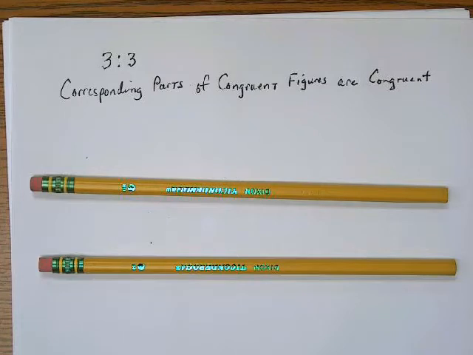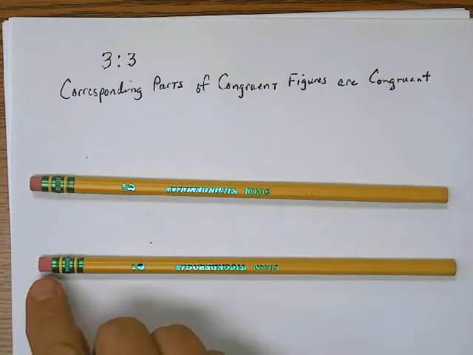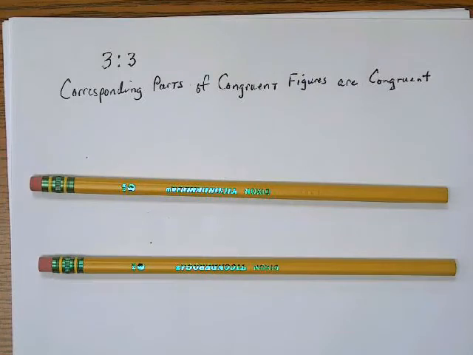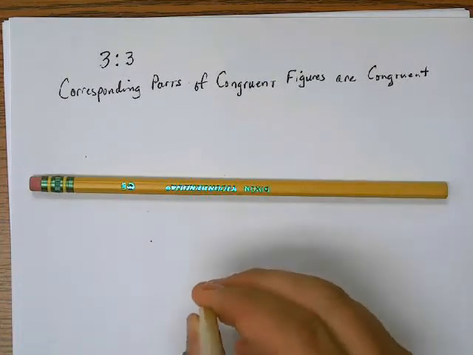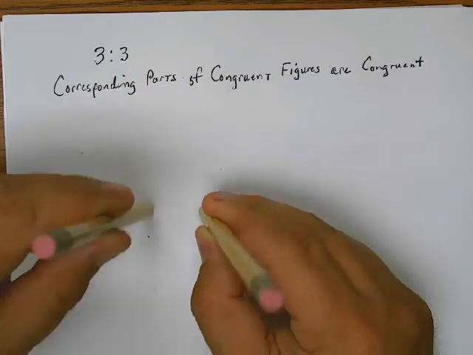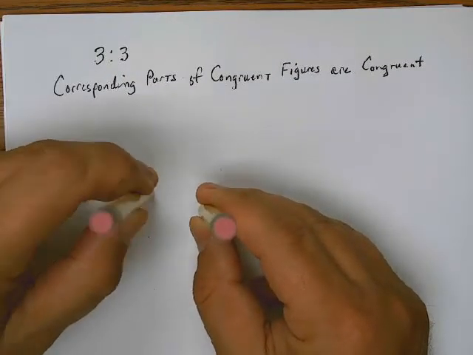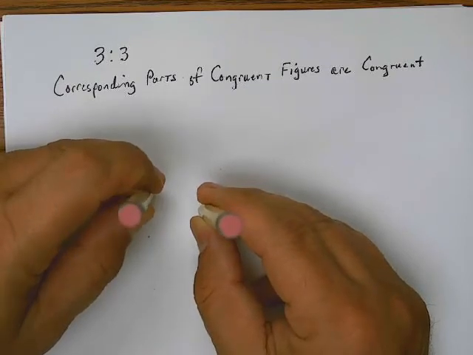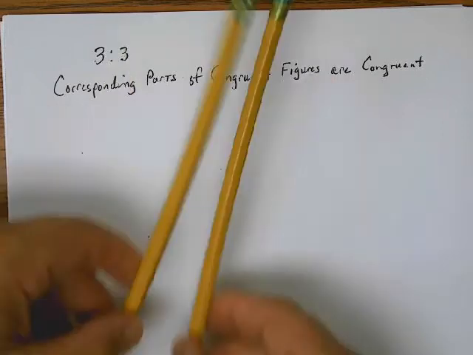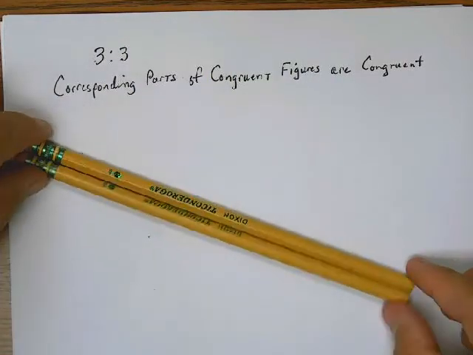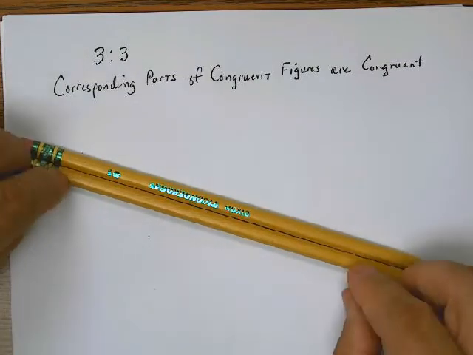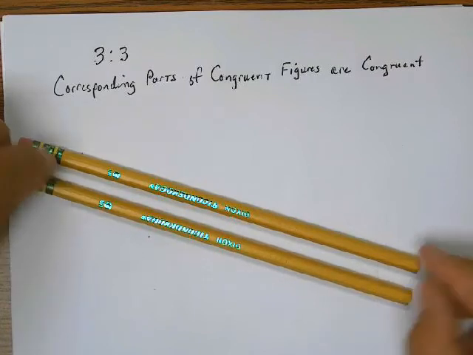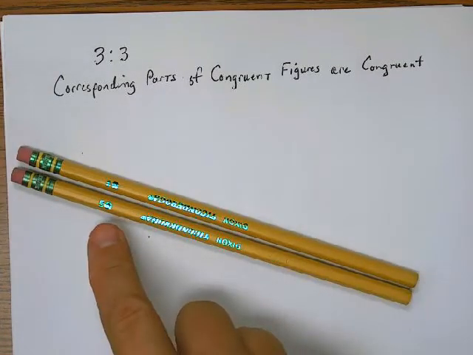Here's one thing that we could tell. The erasers are the same. The letters are basically the same. The thickness, or what we would call the diameter if it's a circle, they're the same. The length of the entire pencil is the same. Number 2 pencil and a number 2 pencil.